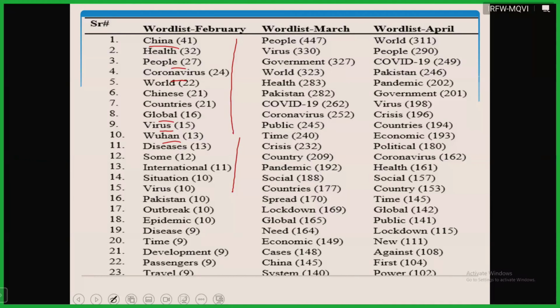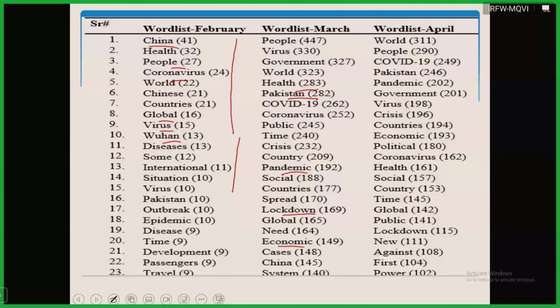But as we proceed further, we have started talking about Pakistan, right? We started talking about health. We started talking about the pandemic, right? We started talking about lockdown. We started talking about our economy. So this is how you see that just by looking at the word list, you can find out what is going on in the newspaper editorial month-wise.